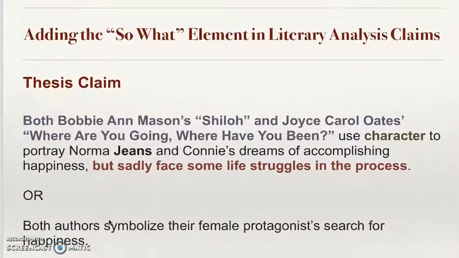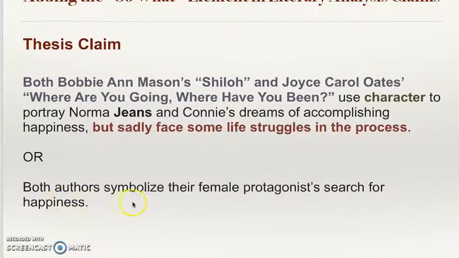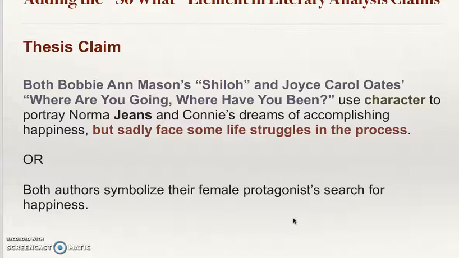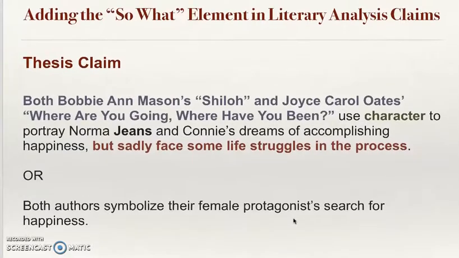The other way I fixed this one is to say, "Both authors symbolize their female protagonist's search for happiness." And again, we would have a better idea of where this essay is going if we're talking about how they symbolize through various ways their female protagonist's search for happiness. So these two examples were problems with the thesis statement.